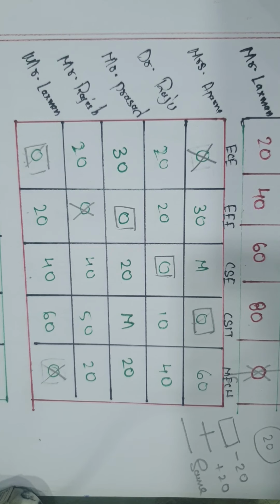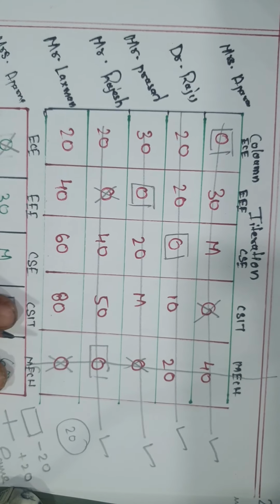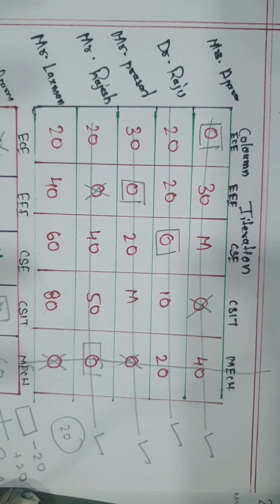With the minimum number of lines, you have to cancel the maximum 0. You can select one vertical line and the remaining one is the horizontal line. With the help of that, you can easily solve and you will get the answer. Like that, whatever process we did previously, the same process you have to repeat once again.